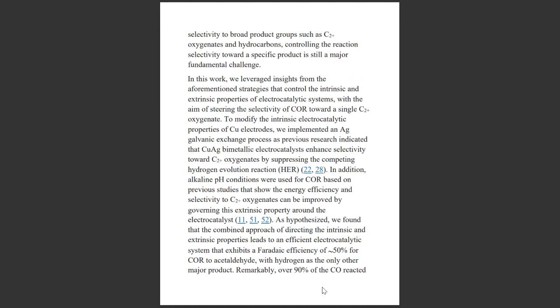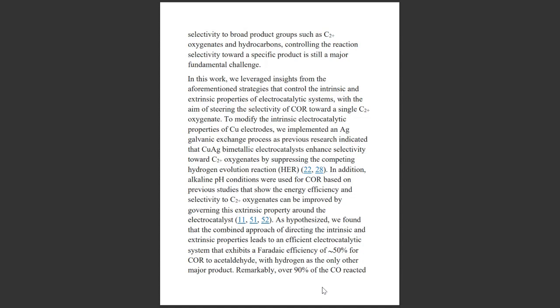In this work, we leverage insight from the aforementioned strategies that control the extrinsic properties of the electrocatalytic system with the aim of steering the selectivity of COR toward a single C2+ oxygenate, and we modify the intrinsic electrocatalytic properties of the copper electrode with a silver galvanic exchange process. As previously indicated, a copper-silver bimetallic electrocatalyst enhances selectivity toward C2+ oxygenates by suppressing the competing hydrogen evolution reaction.